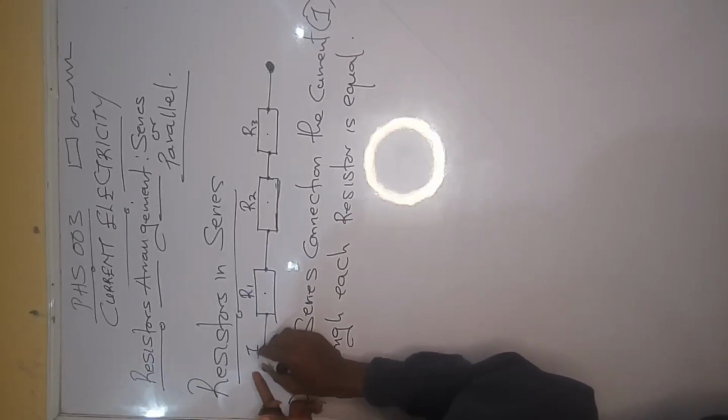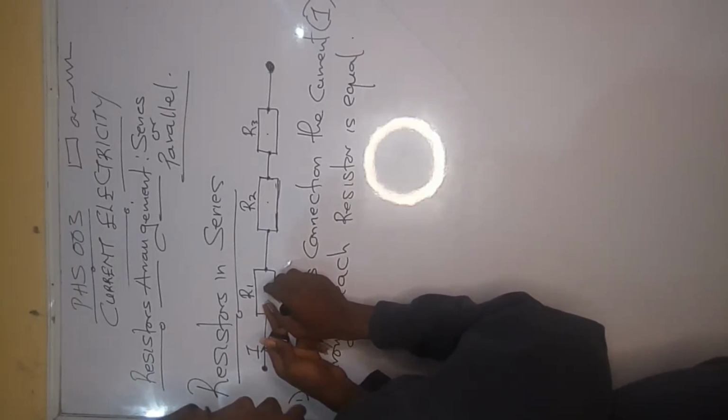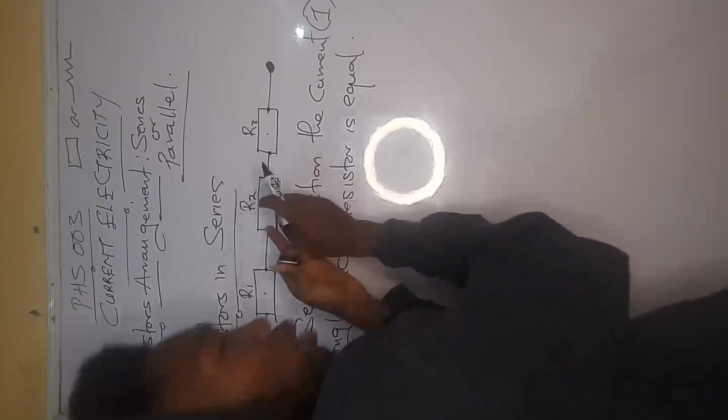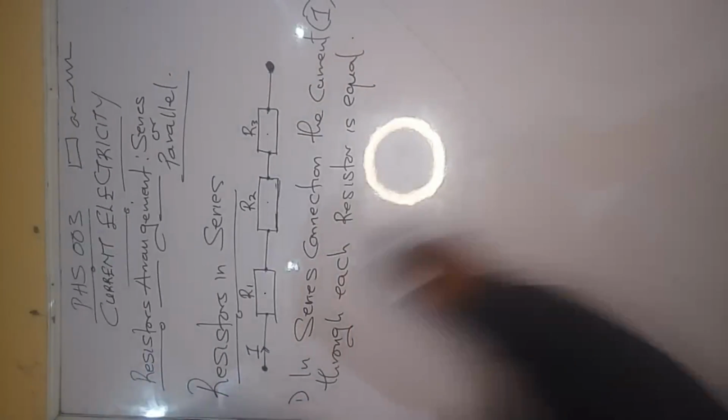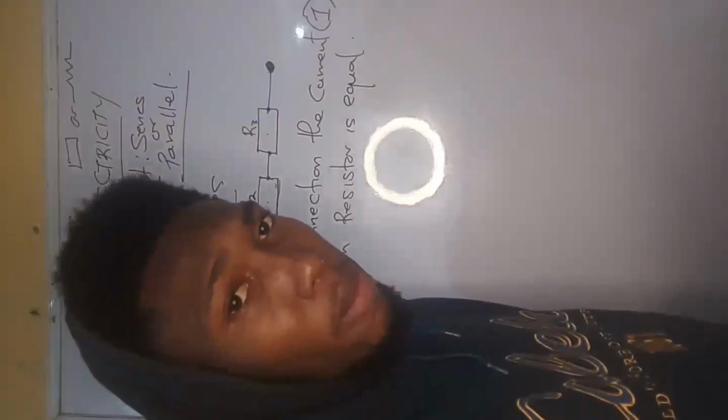So I, which is the current flowing through R1, is the current that flows through R2, and that's the current that flows through R3. Because in some questions they'll tell you to find the current in R3. The current in R3 is the total current flowing through it for series connection. Are you getting what I'm saying?